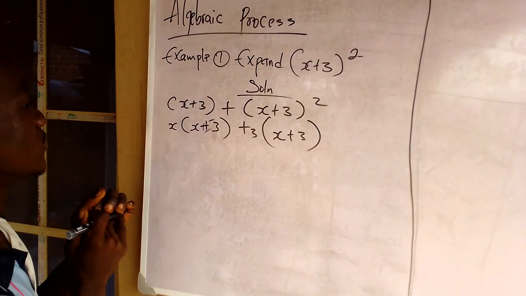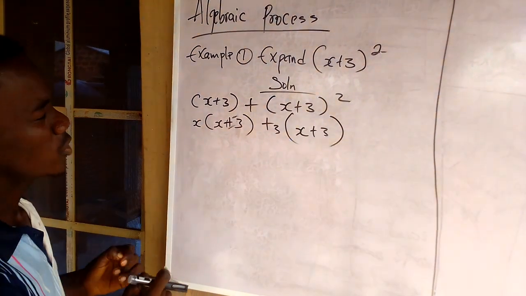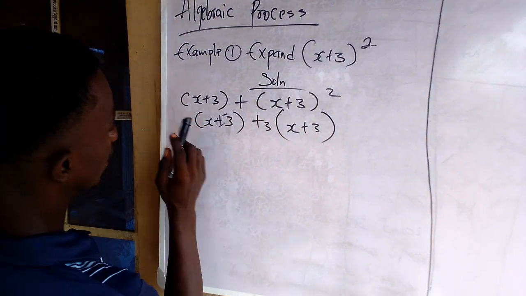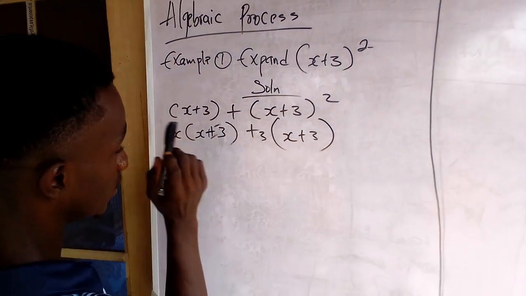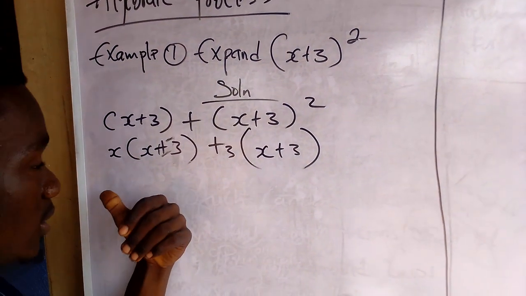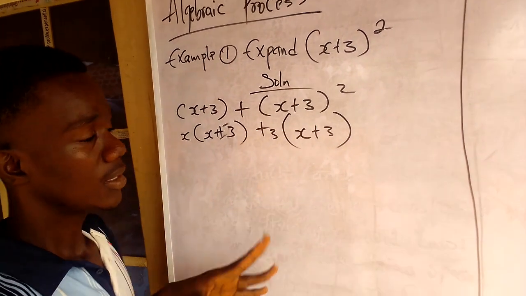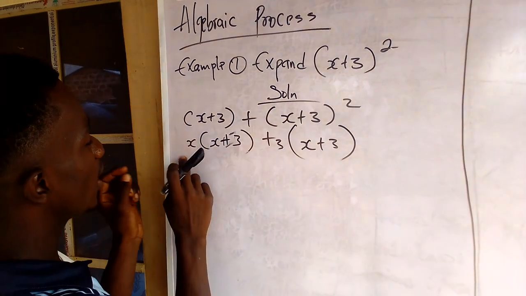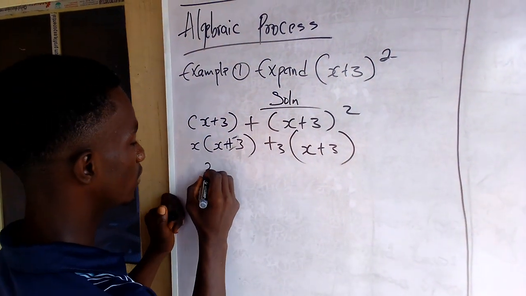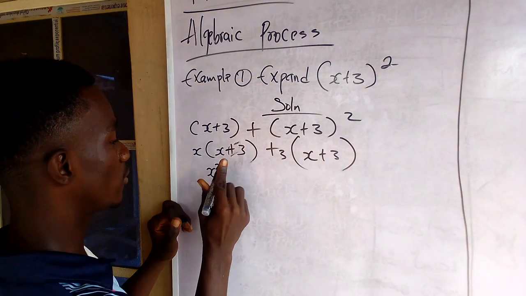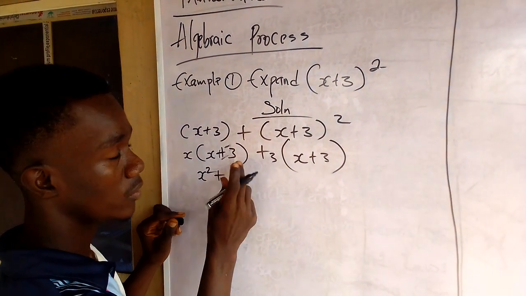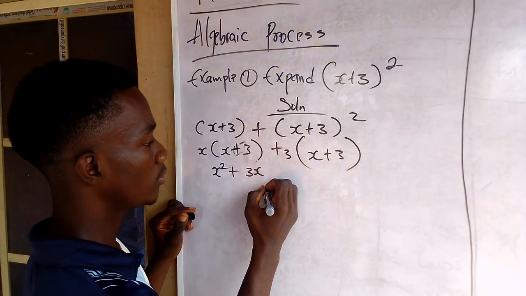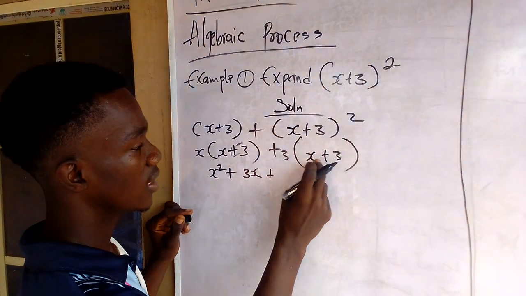So now let's multiply it. When you want to multiply a number like this, you have to times it. x times x, x times 3. Any number that is outside the bracket multiplies the numbers inside the bracket. This step is also known as collecting like terms. Are you getting it now? x times x gives you x squared. You bring down your plus. x times 3 gives you 3x. You bring down your plus.